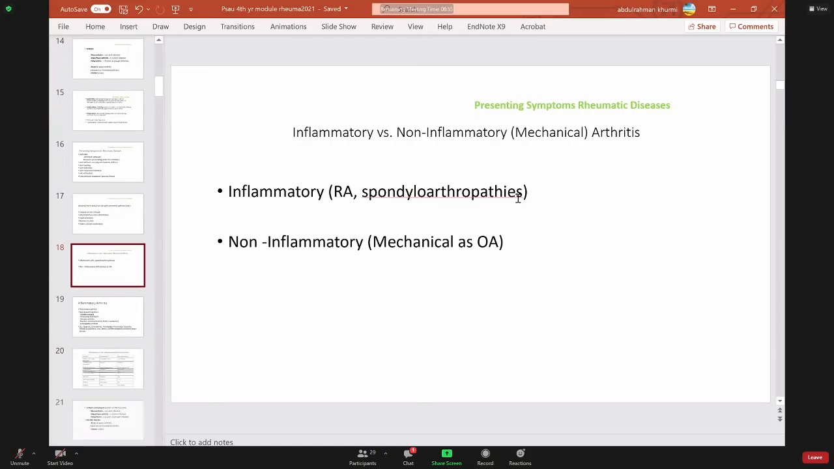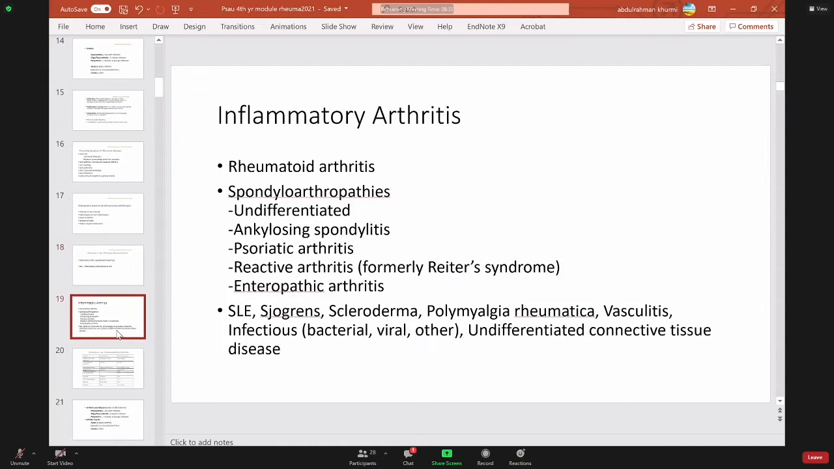Doctor, inflammatory improves with activity? Yes, usually. The stiffness is for more time, more than 30 minutes, and improves with activity. While the other, the osteoarthritis, non-inflammatory, increases with activity and improves with rest, and the stiffness is brief, only 5 minutes, 10 minutes, less than 30 minutes in general. The morning stiffness comes with rheumatoid.